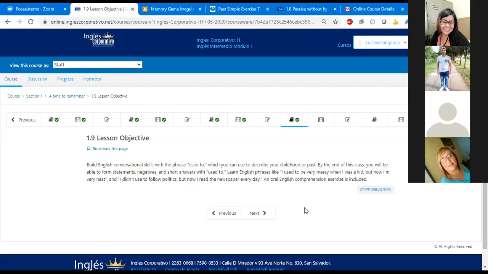Learn English phrases like I used to be very messy when I was a kid, but now I am very neat. And I didn't used to follow politics, but now I read the newspaper every day. An oral English comprehension exercise is included. Included, okay, very good, thank you.